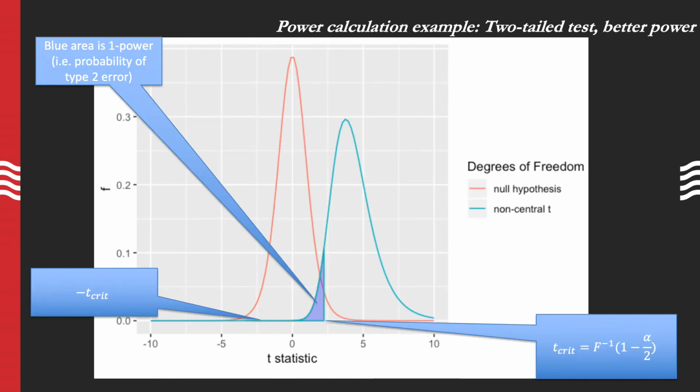So this is just another example where we have better power. I did the example with really terrible power so that you could see both ends of the area that I've integrated. But here's an example with better power where the non-central t distribution is separated farther from the null hypothesis. And again, the power can be calculated by evaluating that blue area and subtracting it from 1.